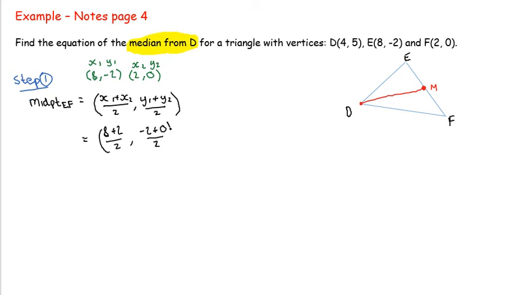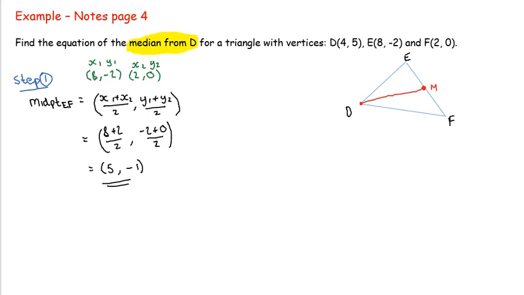Just following this down, if I work them out, 8 add 2 is 10, divided by 2 is 5, and -2 add 0 is still -2, divided by 2 is -1. So we get a midpoint of (5, -1). So now we know the point D and we know the point M, which means we can now work out the gradient of this line.